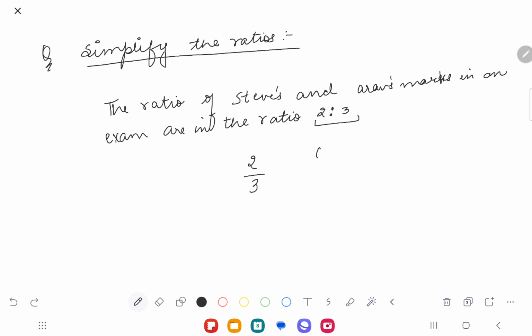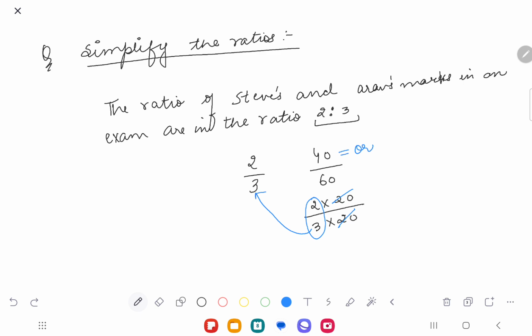Steve must have got 40 and Arav must have got 60 out of 100. So if you cancel this, do you understand that it is 2 times 20 and 3 times 20? So I have to cancel this common factor. And the simplest ratio comes out to be 2 is to 3.